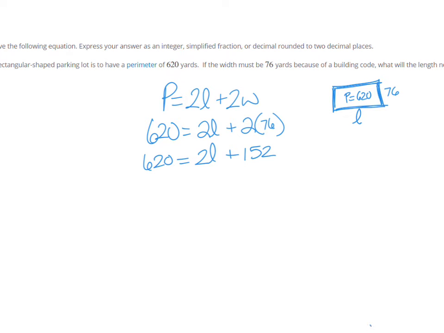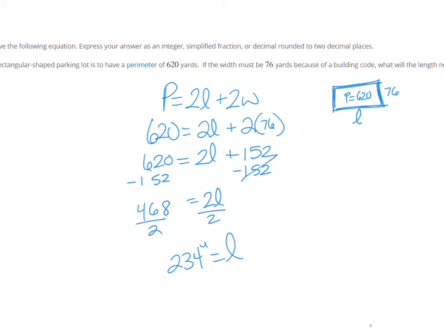Now we're going to do some solving. I need to move the 152 over to the other side with the 620, so I'm going to subtract 152. 468 equals 2L, divide by 2. And we're in yards, so that's 234 yards.